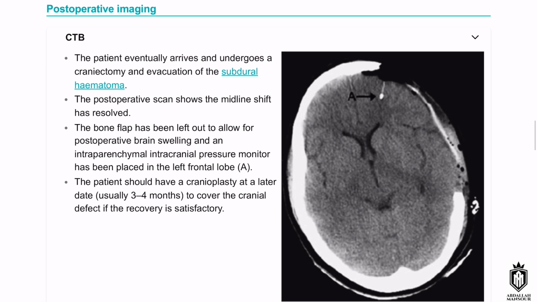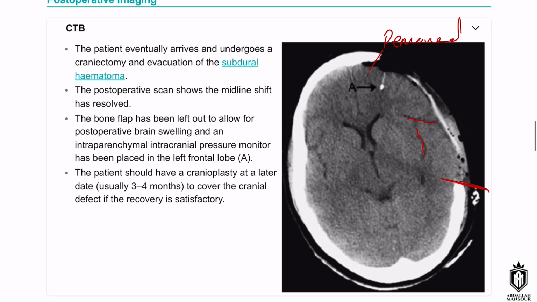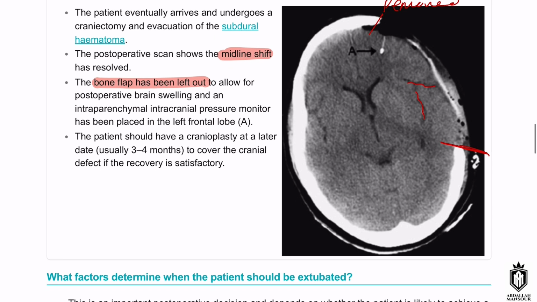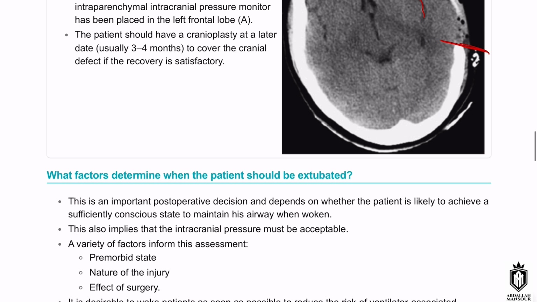So after all, this patient underwent a craniectomy, as you can see here. We have removed the bone flap, and you can appreciate that the midline shift has improved, and also there is an improvement of the sulci here. You can see some sulci, so there is no more effacement. This is a post-operative scan. Midline shift has completely resolved. The bone flap has been lifted out, so this is a craniectomy, and the patient should have a cranioplasty at a later date, maybe 3 or 4 months down the line.